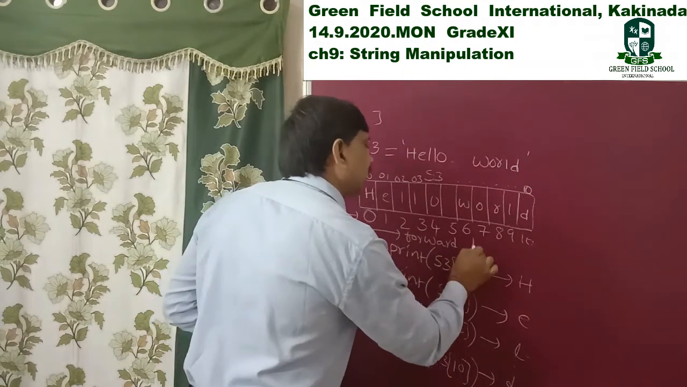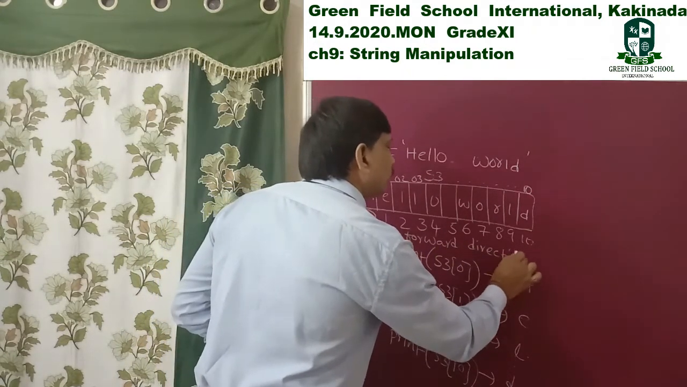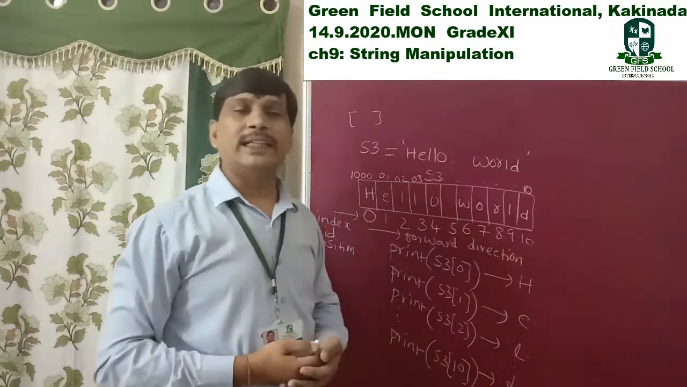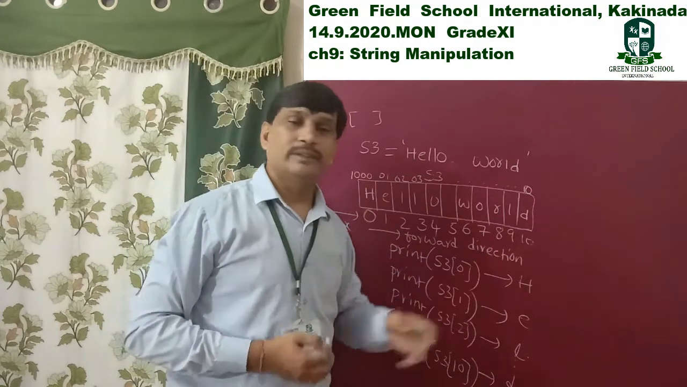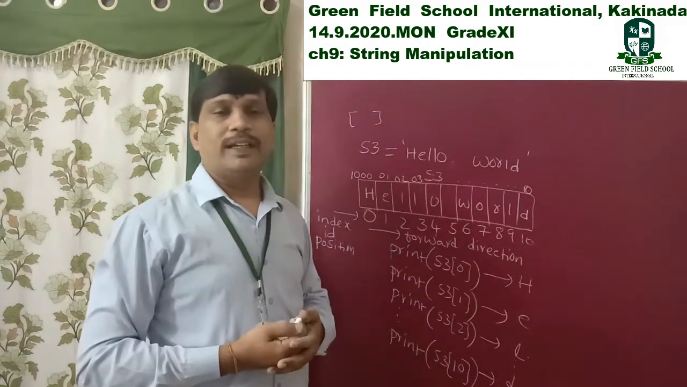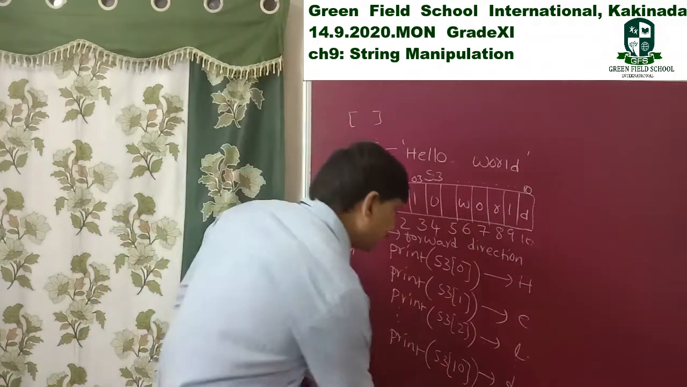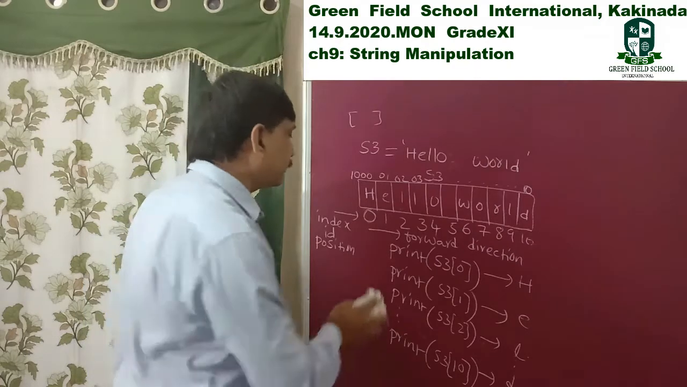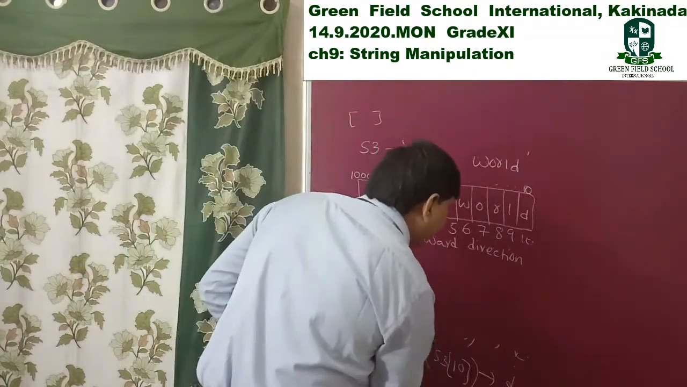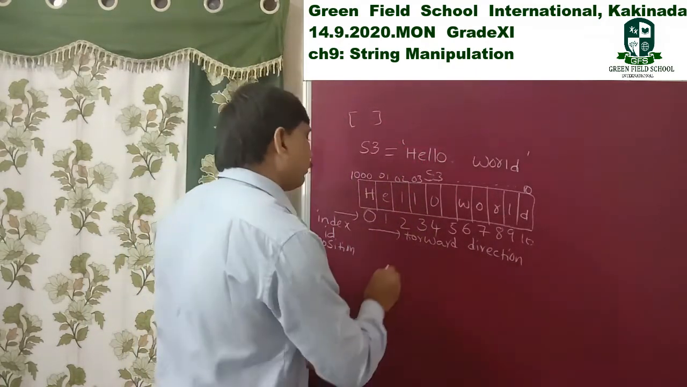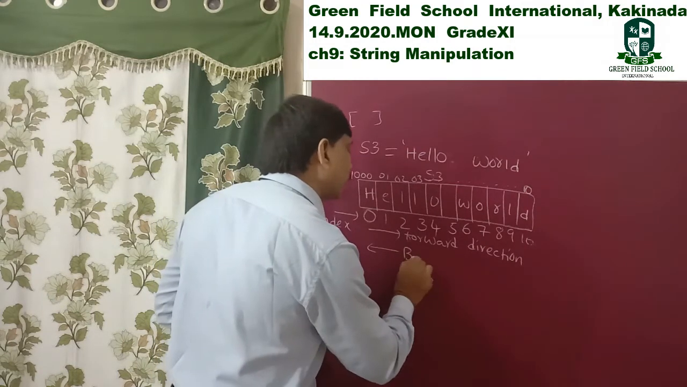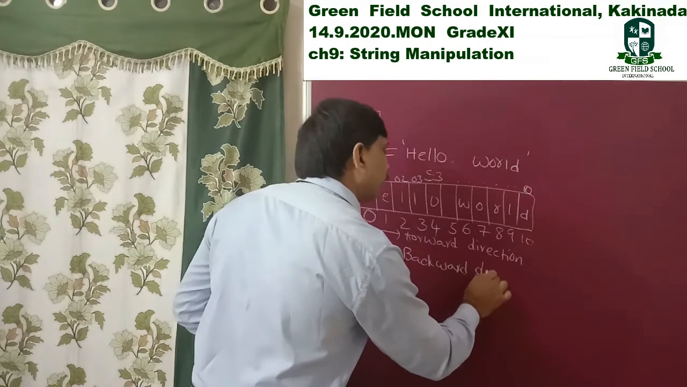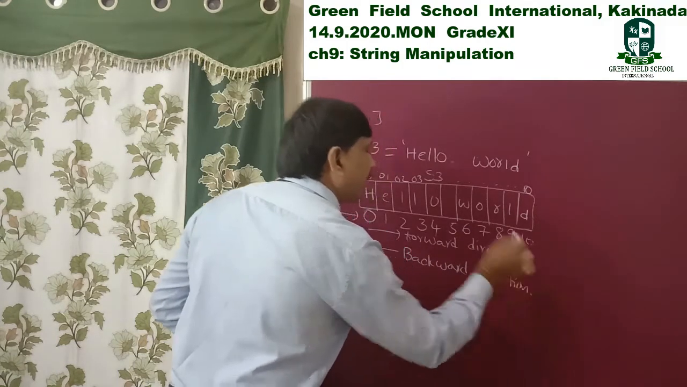This is called the forward direction. So these indexes we refer to using the forward direction, that is 0 to 10. Now I write in the backward direction. So strings can be accessed not only in the forward direction, but also by using the backward direction. So strings can be accessed in two ways, that is forward direction and backward direction.